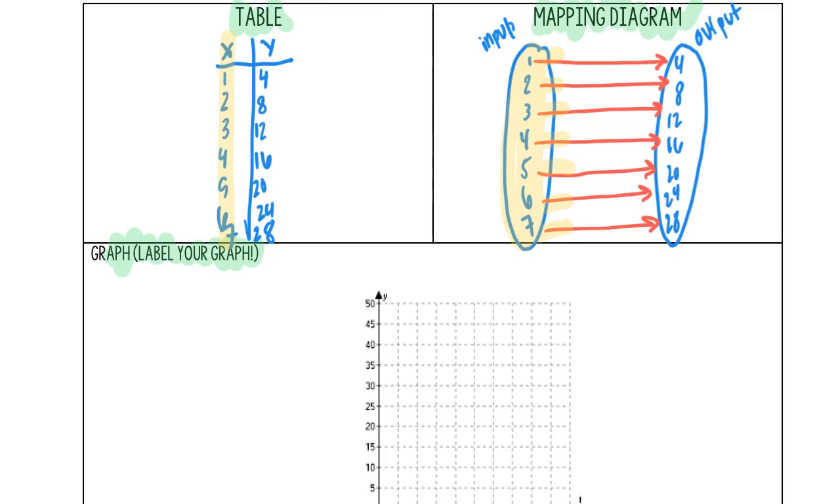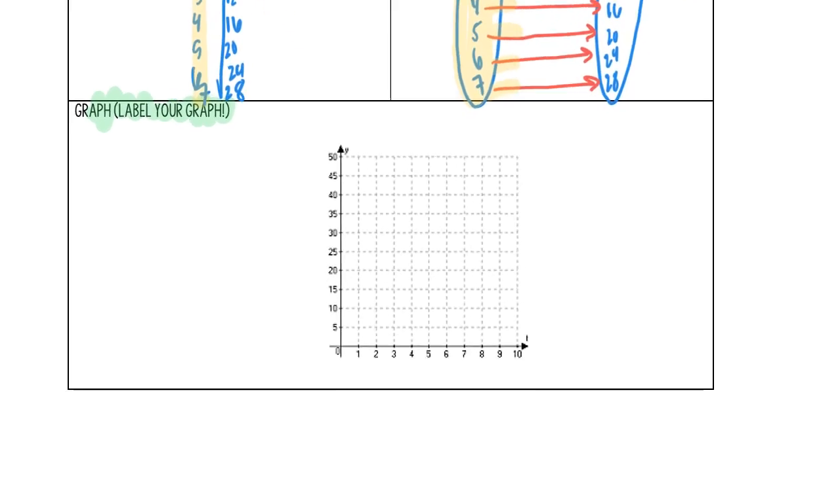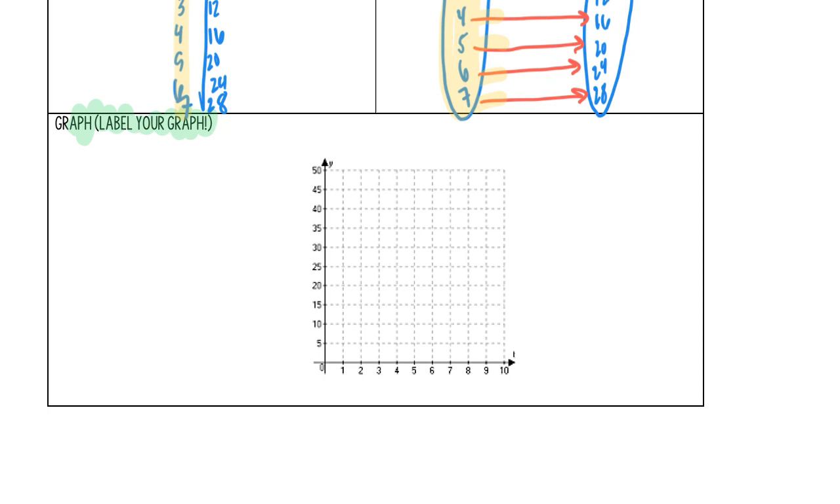Last, you can use a graph. We'll go down to that. We're going to start by making sure we label our axis. So on our x-axis would be our inputs, and in this case, our inputs were the number of dollars, and the y-axis represents the number of quarters.